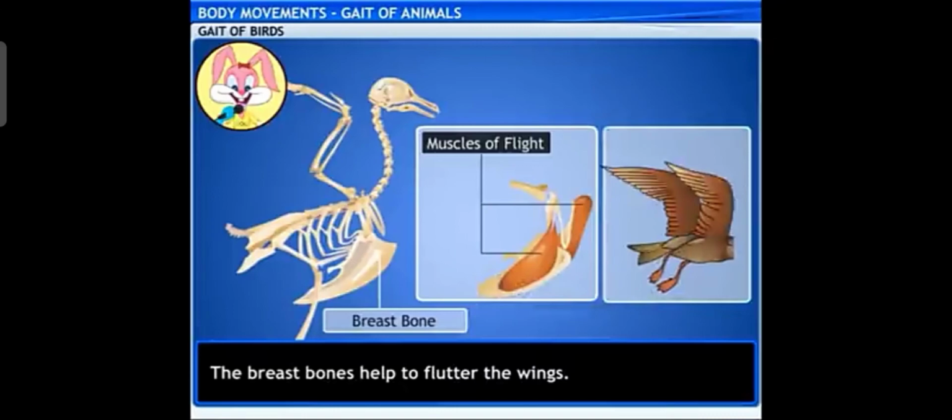Next one is, you have seen that a bird will always flutter its wings. This is by the help of the breastbone. The breastbone helps, and the muscles present here help the bird to flutter the wings up and down so it can fly.